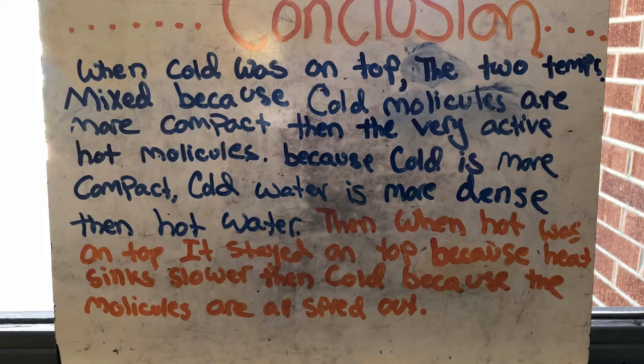When cold was on top, the two temperatures mixed because cold molecules are more compact than the very active hot molecules. Because cold is more compact, cold water is more dense than hot water. Then, when hot was on top, it stayed on top because heat sinks slower than cold because the molecules are all spread out.